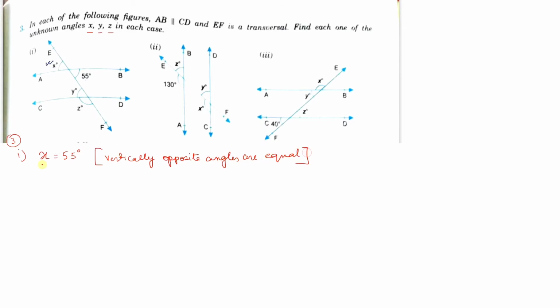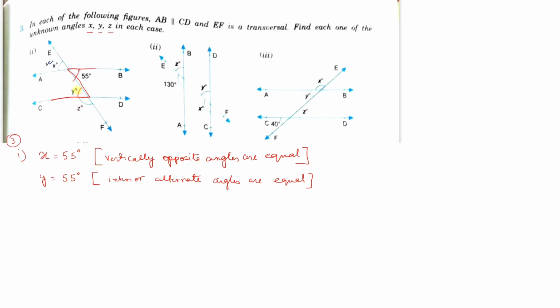Okay. Next, you have to find the value of y. So look here, opposite Z formation is here now. So I have told that whenever there is Z formation, this angle and this angle will be equal by the property of interior alternate angle. So y will be equal to 55 degree. The reason will be interior alternate angles are equal.